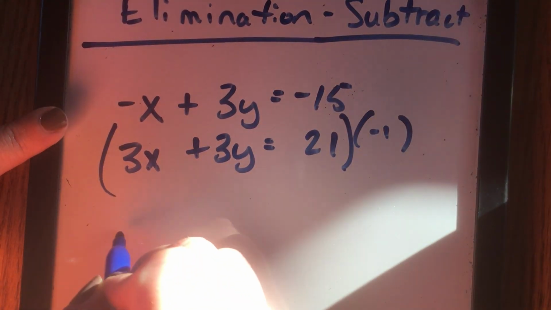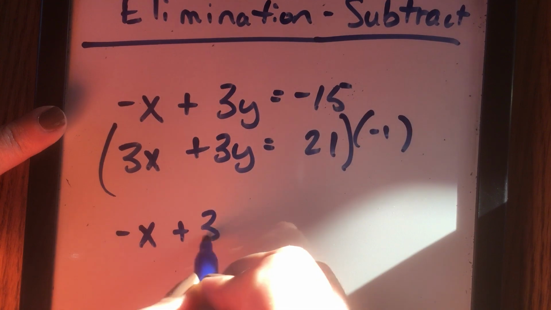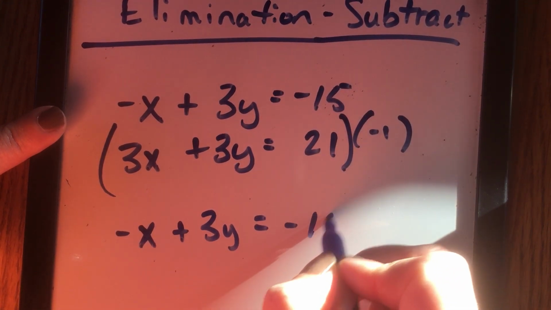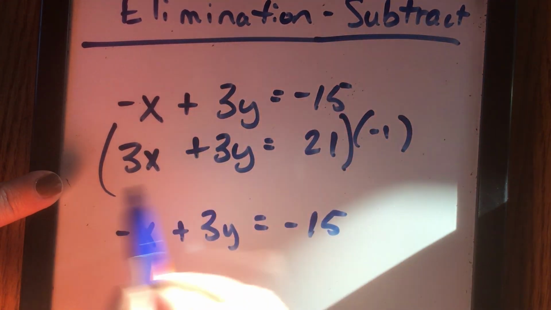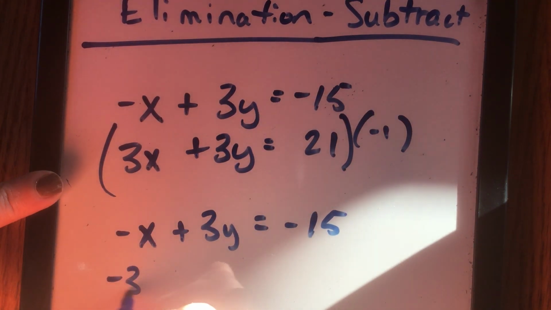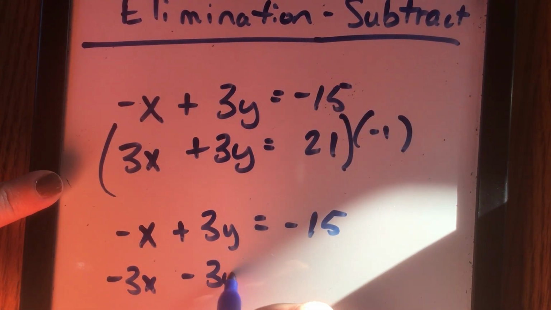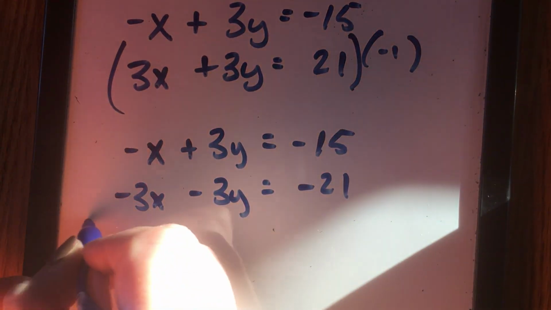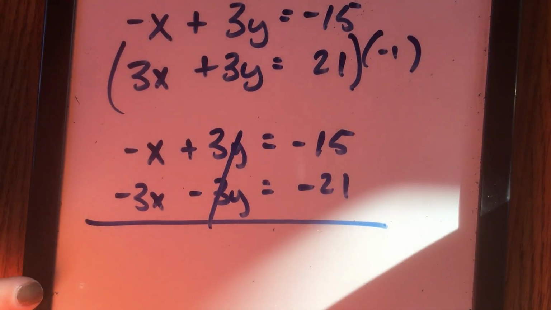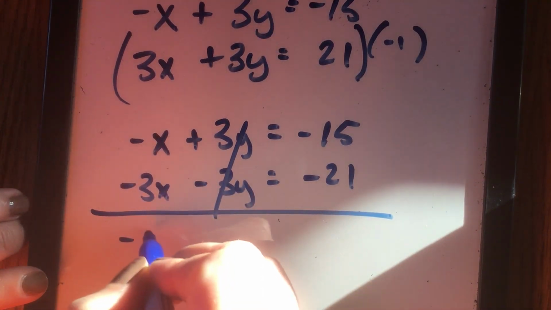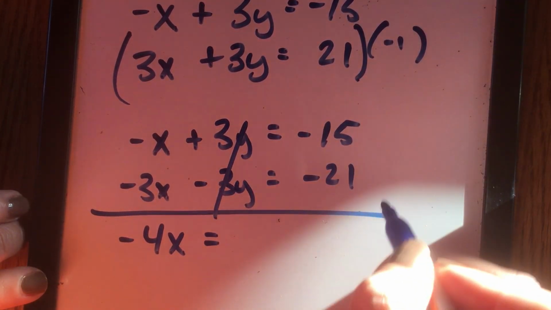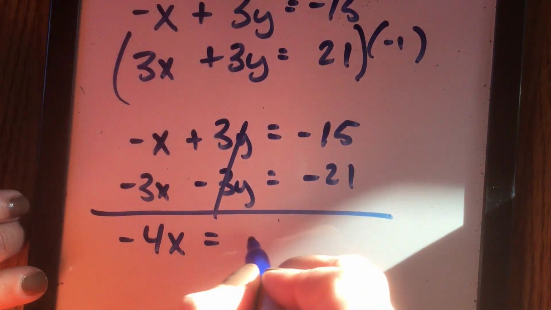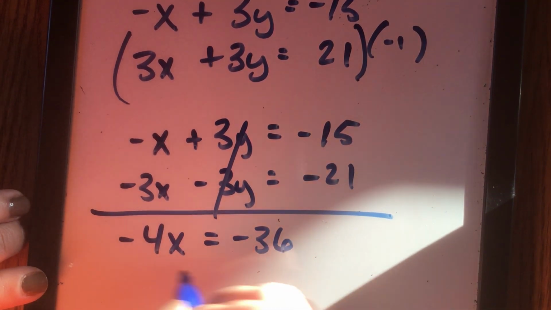So this top is going to stay the same. -x plus 3y is equal to -15. If you multiply everything by -1 here, we get a -3x and a -3y and a -21. Now we're ready to add them together, just like we did before. So that will make a 0. This will give us -4x. -15 plus -21 is -36.